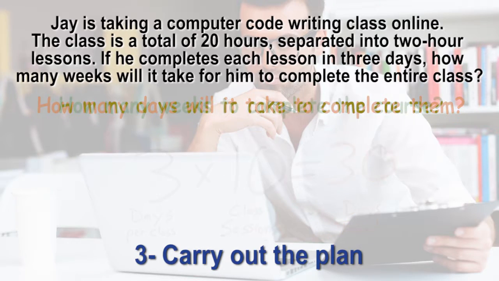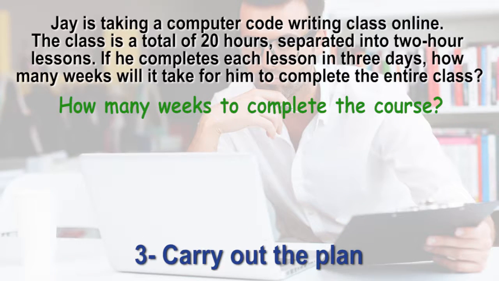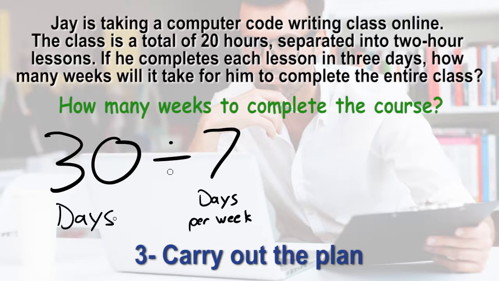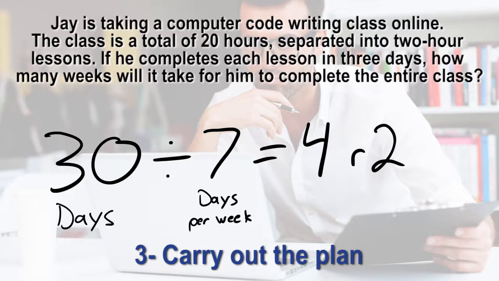Now we need to find out how many weeks it will take to complete the course. Since there are 7 days in a week, we need to take 30 days and divide it by 7. If we divide out 30 cubes into equal groups of 7, we have 4 with 2 left over. What should we do with the remainder?